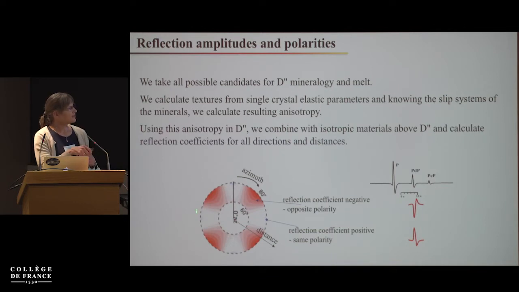So we have the azimuth relative to the flow. And when it's red, the reflection coefficient is negative. That means you have opposite polarity of the reflected wave compared to PcP and P. And if it's blue, and I have the same problem as Anna, the blue doesn't come out here, but there's blue. If it's blue, then we have the same polarity, so then it will look really like this example up here. So that's the reflection coefficient for all distances and all directions.